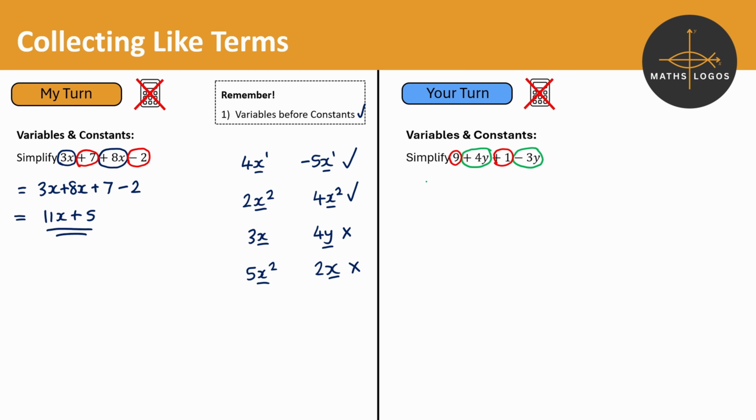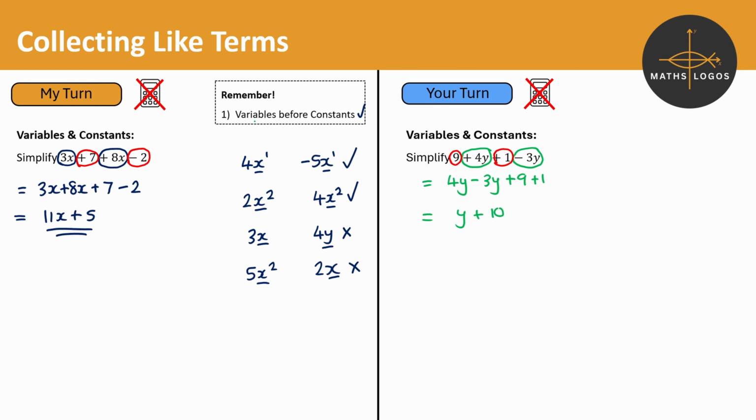From there, I'll collect together my like terms by rewriting them beside each other. So I have 4y, subtract 3y, and then I'm adding 9, and then I'm adding 1. From there, I go ahead and collect together my like terms. So 4y take away 3y is just 1y. I don't need to write the coefficient when it's just 1. And then I'll do 9 add 1 to give me 10. Y and 10 are not like terms, so I cannot collect this together.